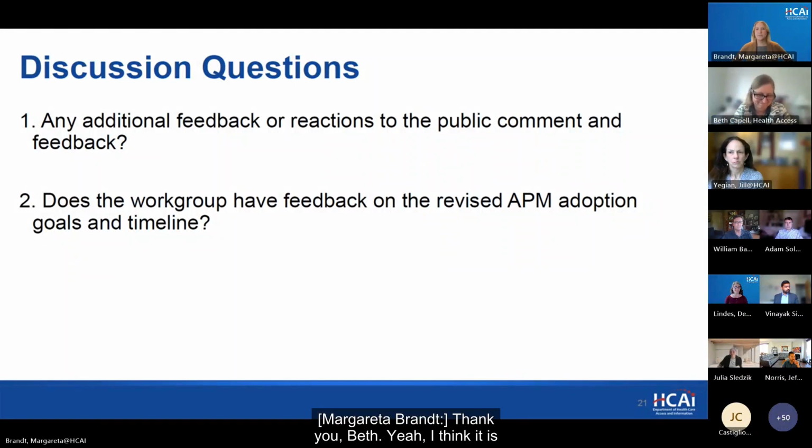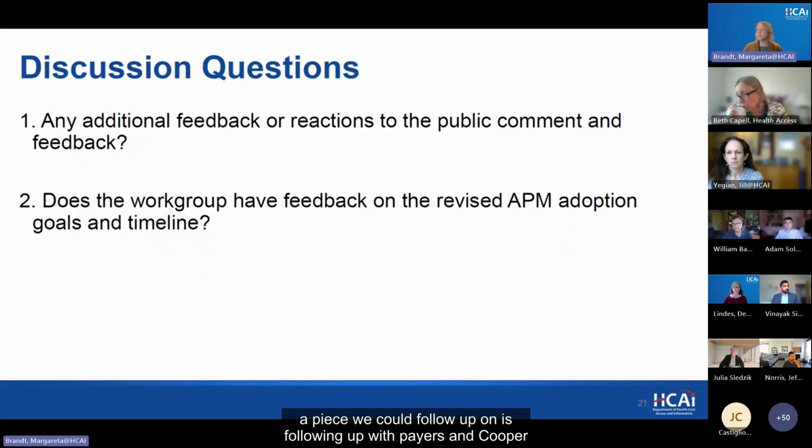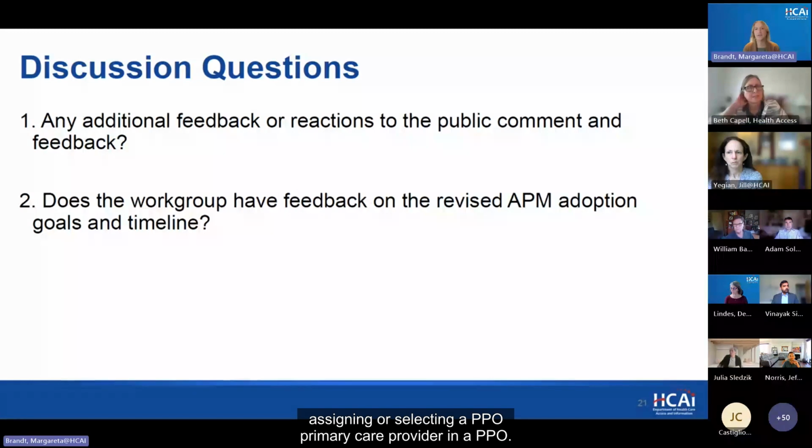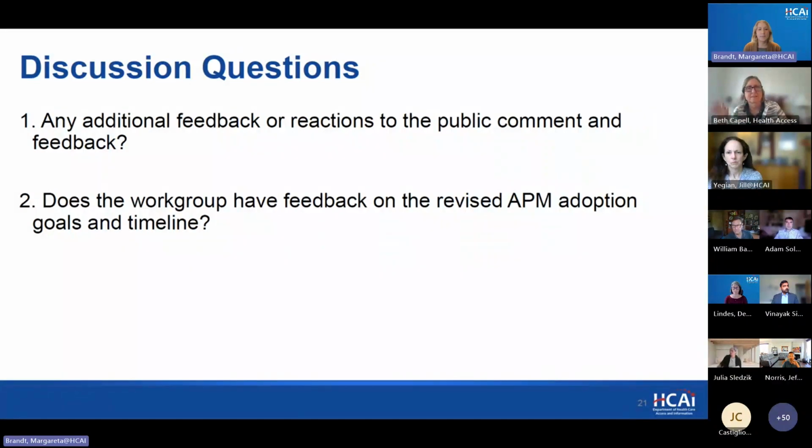Thank you, Beth. Yeah, I think it is, as a piece we could follow up on, following up with payers and Covered California, and I think also CalPERS, in terms of how the PPO is assigning or selecting a primary care provider in a PPO. So we can definitely do that.